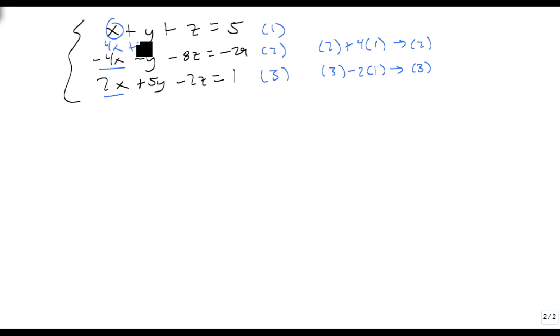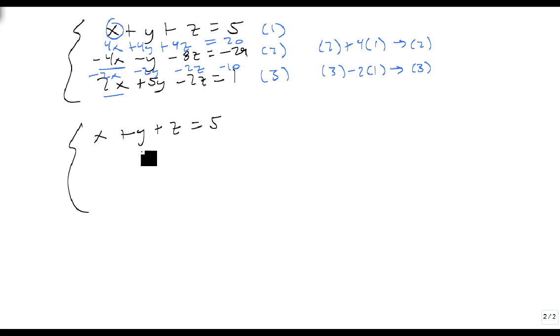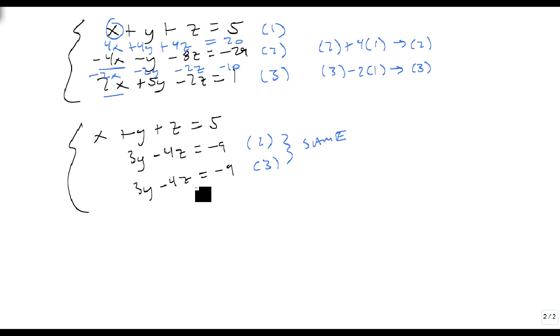So that's going to give me 4x plus 4y plus 4z equals 20, and minus 2x minus 2y minus 2z equals minus 10. So when we add these together, we still end up with our x plus y plus z equals 5, 0x, 3y minus 4z equals minus 9, and 3y minus 4z equals minus 9. If you look very closely at 2 and 3, you'll recognize that these are the same. So no matter what I do, even if I were to take 2 minus 3, for instance, so let's go minus 3y plus 4z equals 9.